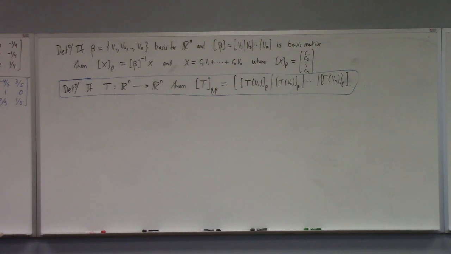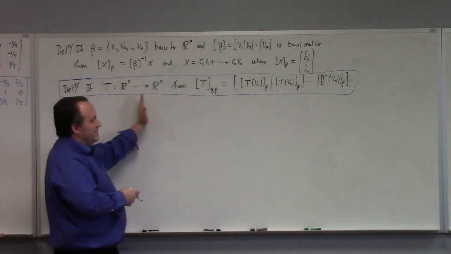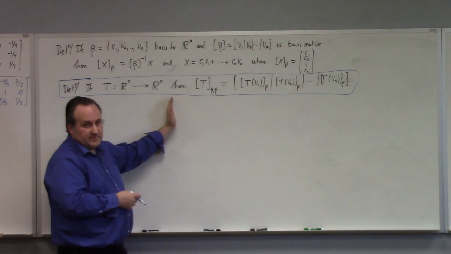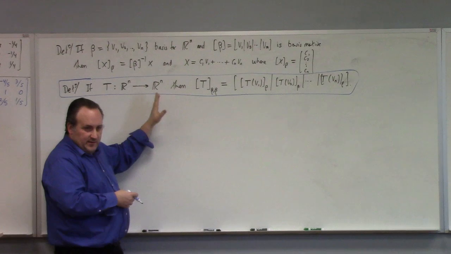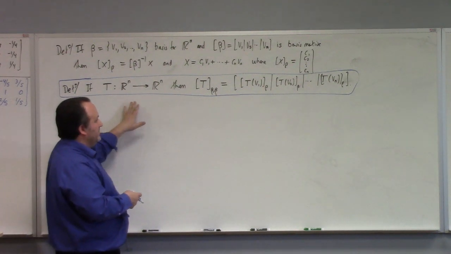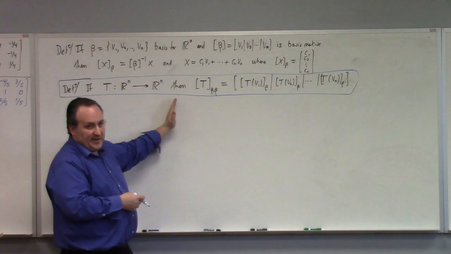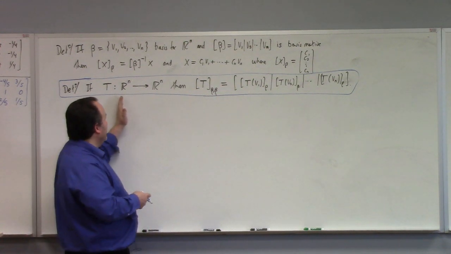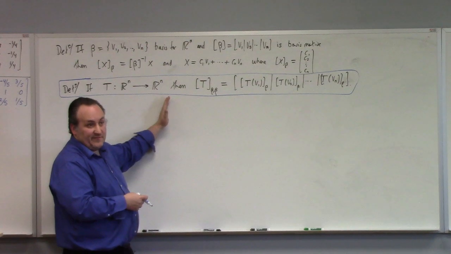I'm just giving you the definition in the special context that we're talking about a linear transformation from n-dimensional column vectors to n-dimensional column vectors, and I'm assuming that we use the same basis for the domain and the range. We could talk about using a different basis for the domain and the range, and we could extend this definition to the context where the input and output dimensions differ, but I'll leave that for another day.